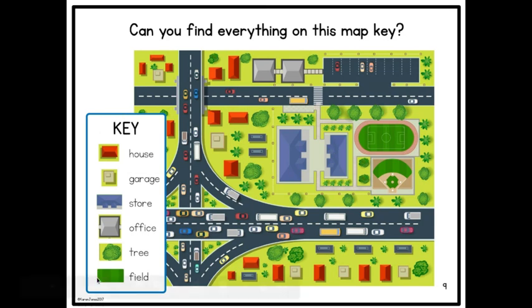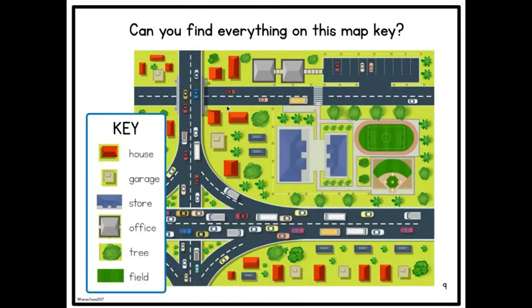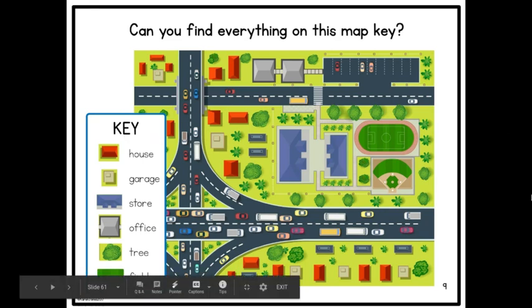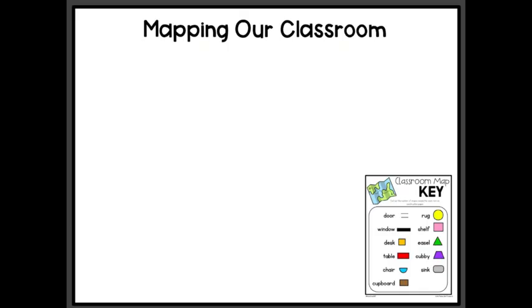Now this key looks a little bit different than the last one we saw, and that's okay because that's what they wanted to use to show what a house looks like, a garage looks like. They used a different symbol, and that's okay as long as they put it inside their key so everyone else knows what it is. Maps are fun and helpful. What would you like to make a map of? What is something you would want to make a map of?